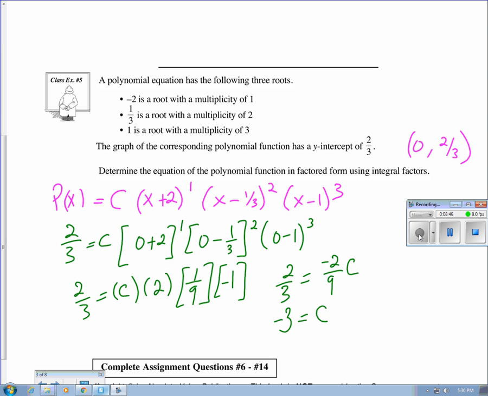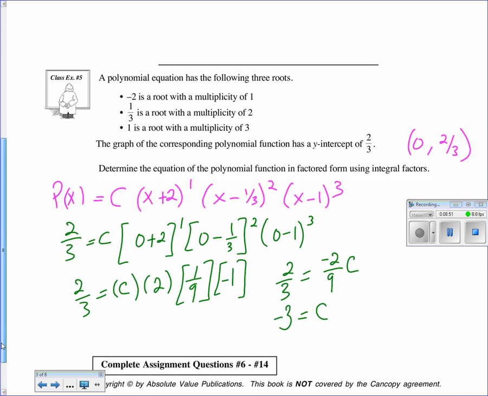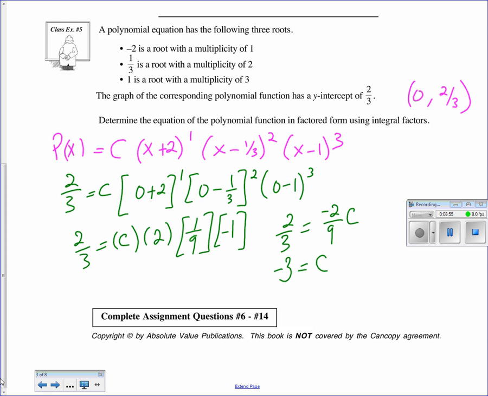Now I recognize that I've used a fraction and you may not have. Look at how my answer can be manipulated. So p at x is negative 3, that's my c value, times x plus 2 times x minus 1/3 squared times x minus 1 cubed. So that we knew, that we feel pretty comfortable with. But that negative 3, how can that negative 3 come into my statements? Does it help me?